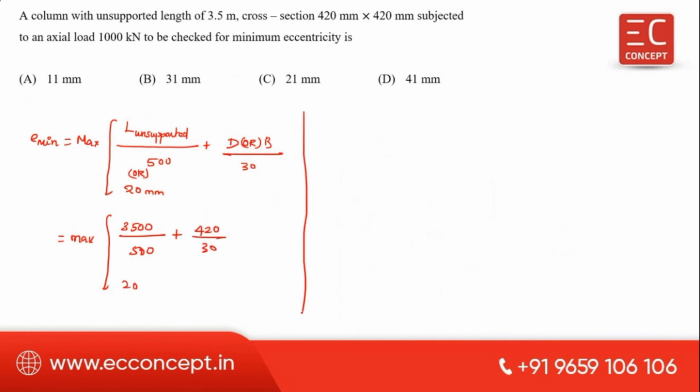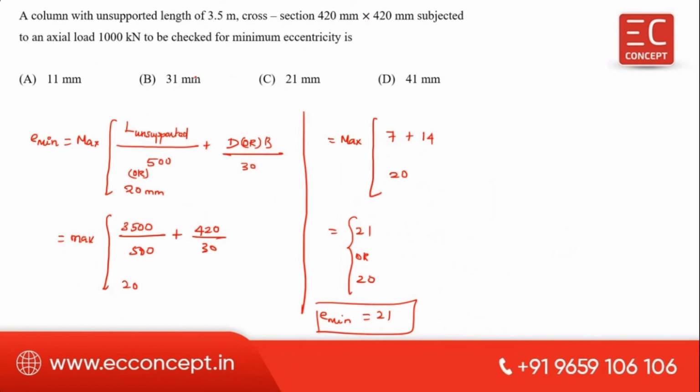So the answer for this question is the maximum of this, 7 plus 14, which is 21, or 20. Therefore the answer e minimum is equal to taking the maximum, which is 21. So the answer for this question is C.